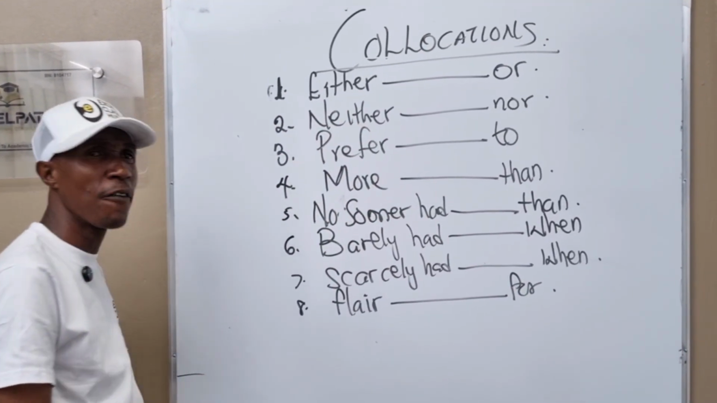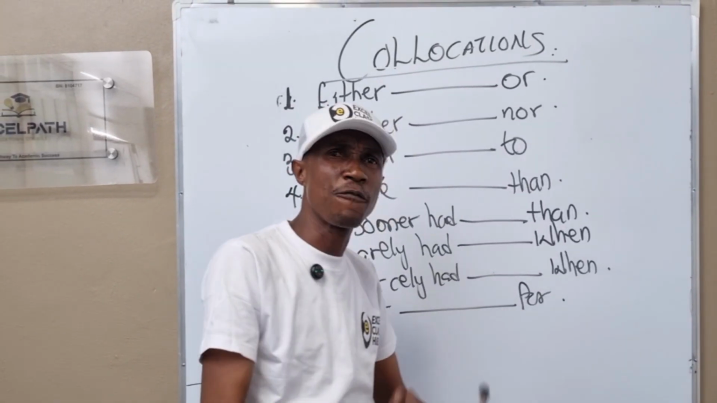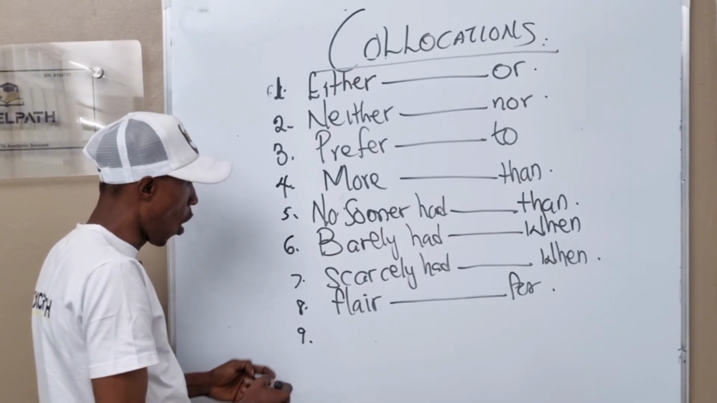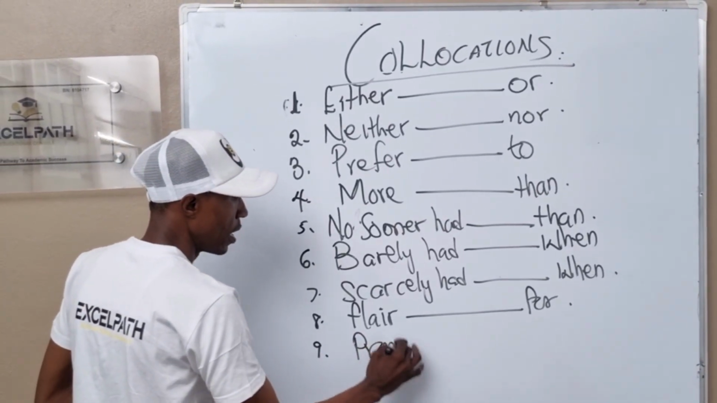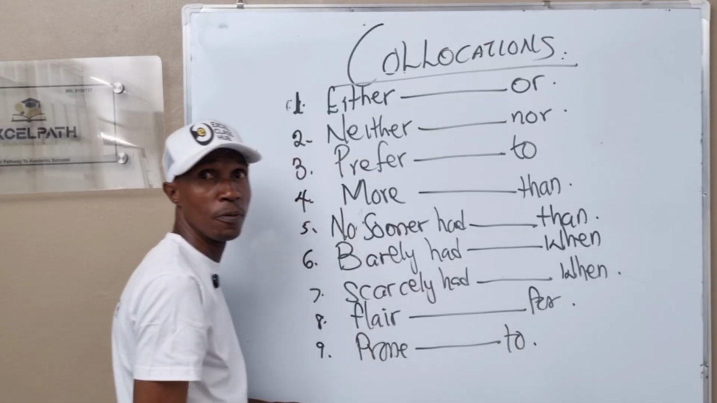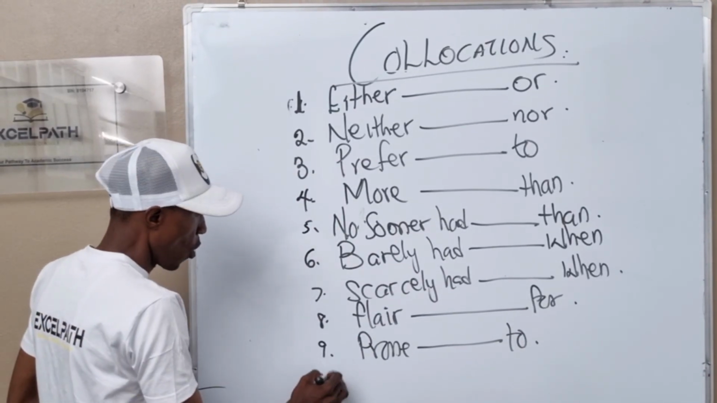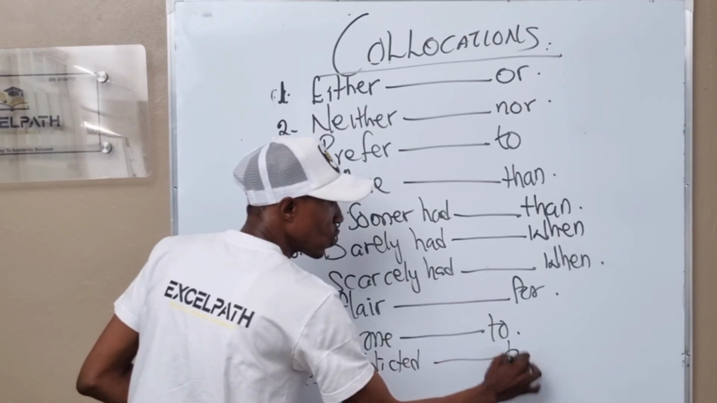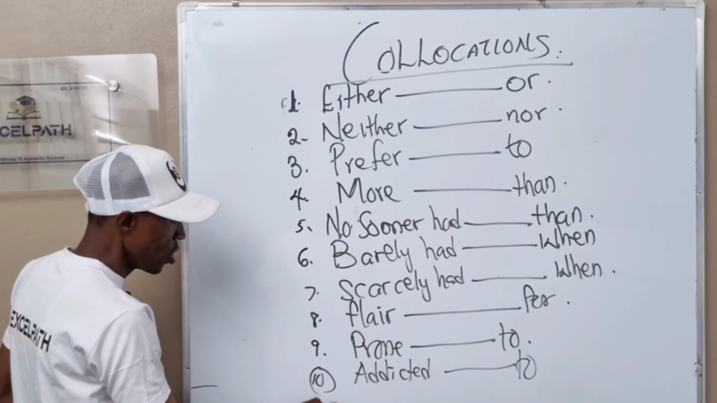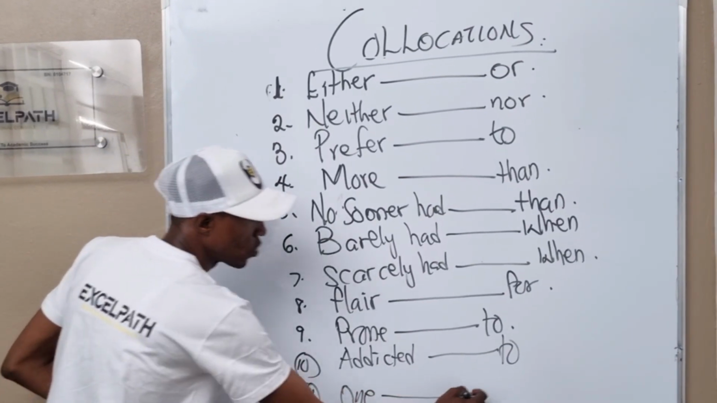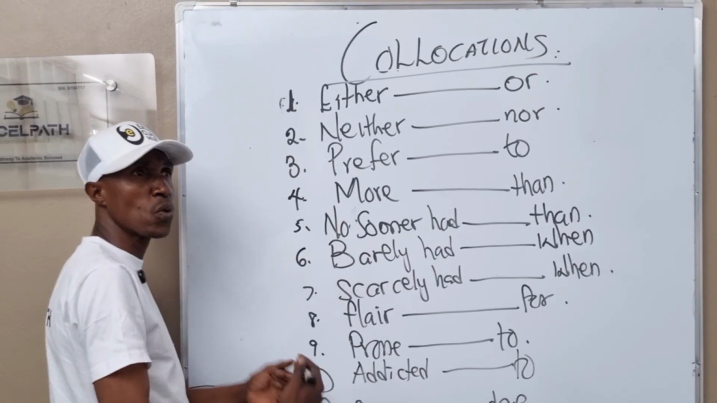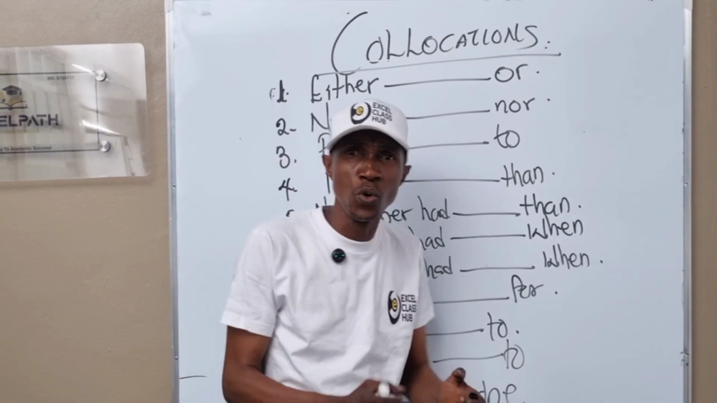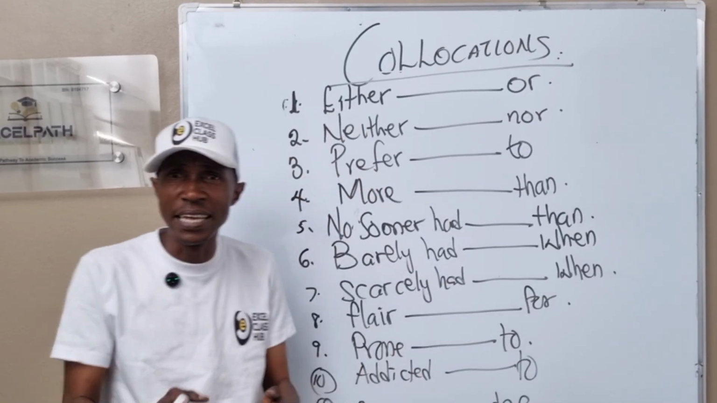So there are many. Number 8, whenever you make use of your flair, it goes with what? Flair for. I have flair for teaching. I have flair for music. Whenever you make use of the word prone, it goes with to. Whenever you make use of addicted, it goes with to. And so on and so forth. Many of them must go pari passu. You can't use one without the other.